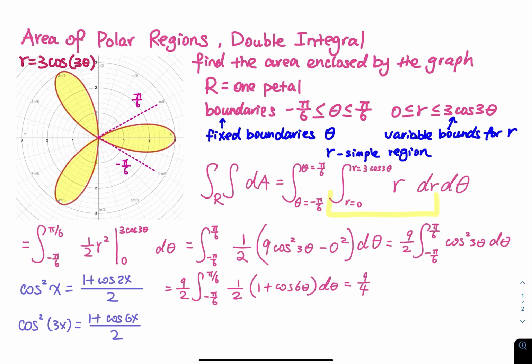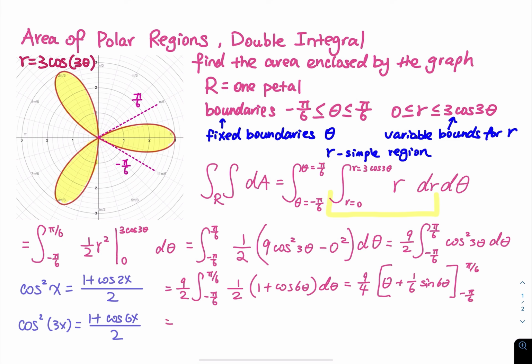Now we integrate. The integral of 1 is equal to theta, and the integral of cosine is sine. So we have sine of 6 theta. When you take the derivative of sine of 6 theta, by the chain rule, there is a 6. So we have to put a 1 over 6 in front to get rid of the 6. And then we apply the fundamental theorem of calculus from negative pi over 6 to positive pi over 6.